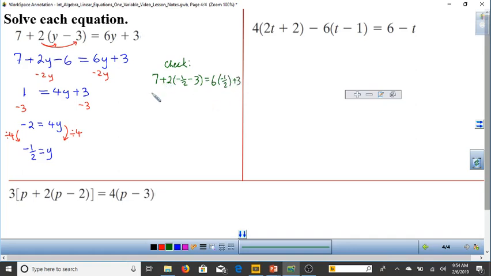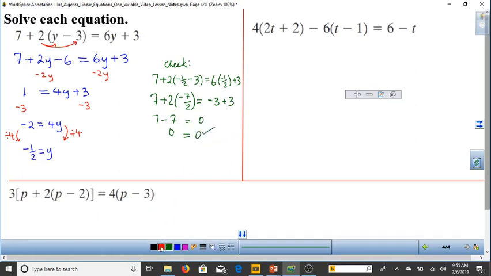So in this case, on the left side, we have 7 plus 2 times negative half times minus 3, which is negative 3 1/2, which can be written as negative 7 over 2. And then we multiply that by 2, we get negative 7. So we get 7 minus 7, which is 0. So we expect the right side to work out to be 0 as well. 6 times negative half is negative 3, and negative 3 plus 3 is 0. So we see that our answer works.